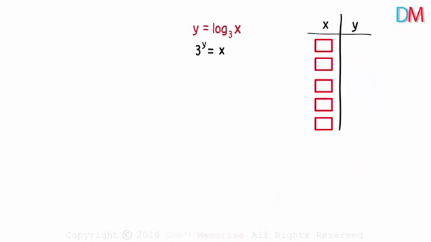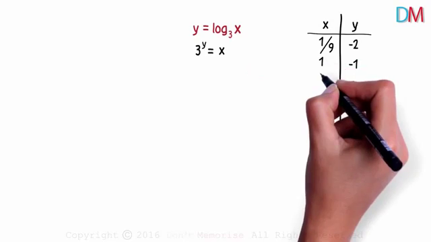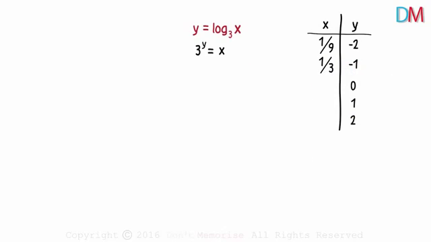We can find the values of x for these 5 random values of y. When y is negative 2, x will be equal to 3 to the power negative 2. That will equal 1 over 3 squared or 1 over 9. When y is negative 1, x will be 3 to the power negative 1 or 1 over 3. Why don't you try finding the 3 values here? 3 to the power 0 is 1, 3 to the power 1 is 3, and 3 squared will equal 9. So now we have 5 coordinates that can be plotted.